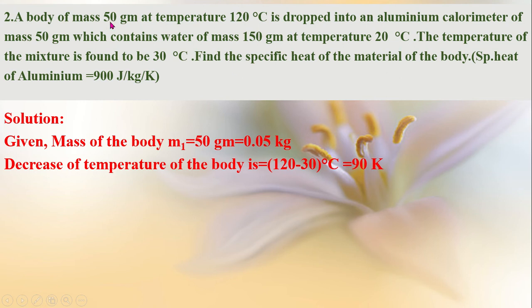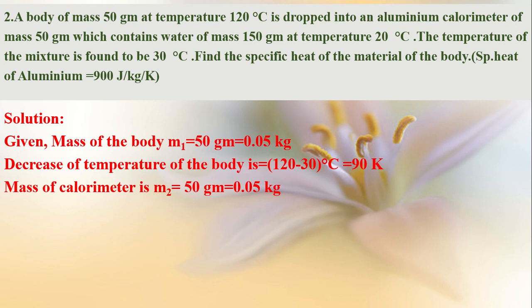Look here, the body which was dropped into the calorimeter, its temperature was 120 degrees Celsius, and when it is dropped into the calorimeter, the temperature of the mixture becomes 30 degrees Celsius. So here we can see the body lost heat. So the decrease of temperature of the body is 120 minus 30 degrees Celsius, that is equal to 90 Kelvin. Because you know, when a hot object is dropped into cold water, the hot object will lose heat and the cold object will take in heat. So here the temperature of the object whose mass was 50 gram will decrease.